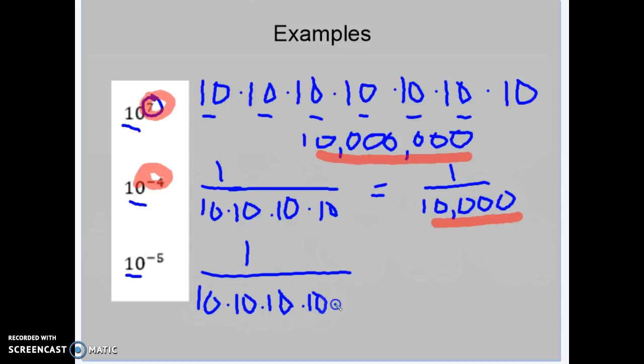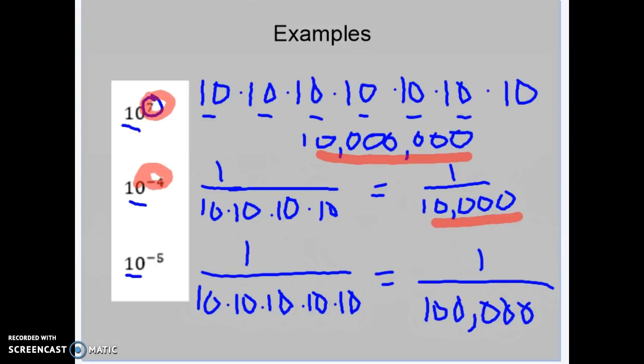Need 5 tens. I multiply it out, and I get 1 over 100,000. So does our pattern hold true? 5 as my exponent, 5 zeros. Yes, it does. That always works when your base is 10.